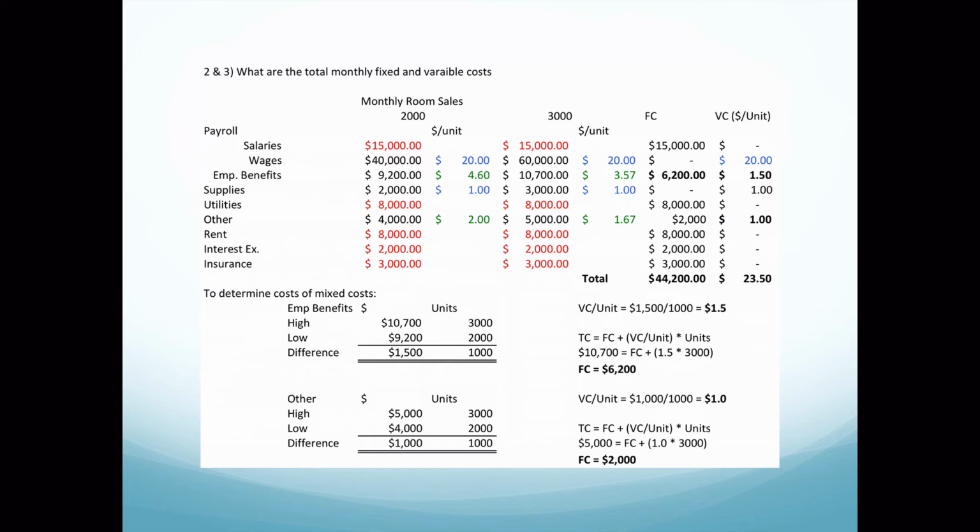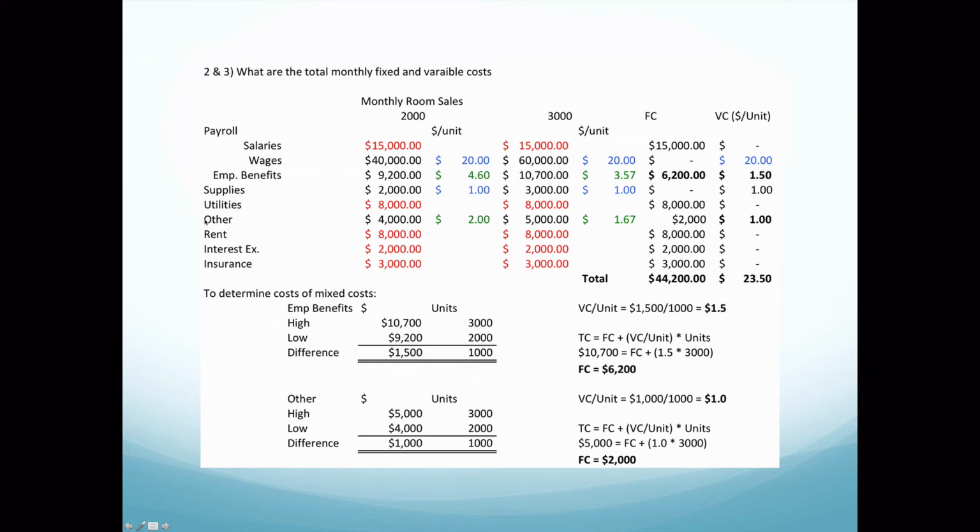And next we need to determine the fixed costs for employee benefits. So we use our total costs equals fixed costs plus variable cost per unit times units. And when we plug things in, our total cost is $10,700, which is from our high month. Our fixed cost is what we're solving for, and we multiply 1.5 times 3,000 because we use 3,000 units at the high month. And our fixed cost is $6,200. So we move that over here to $6,200. So all we were doing right here is separating our employee benefits into its variable and fixed portion.